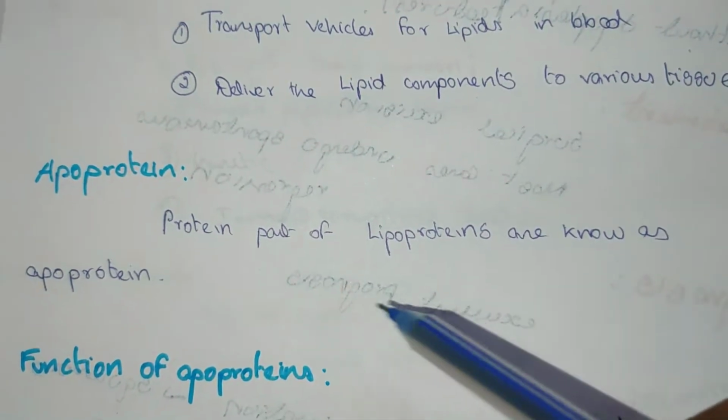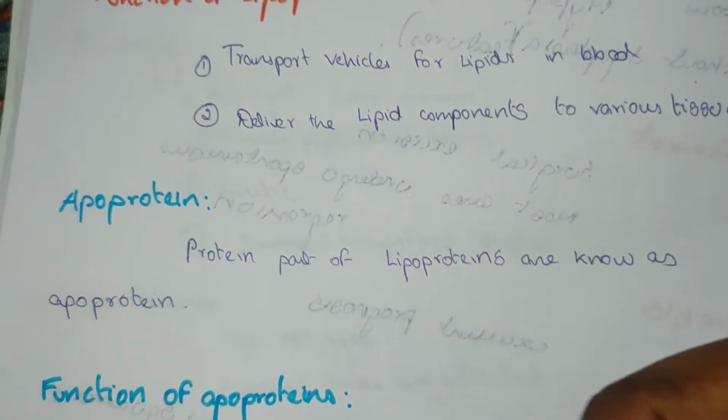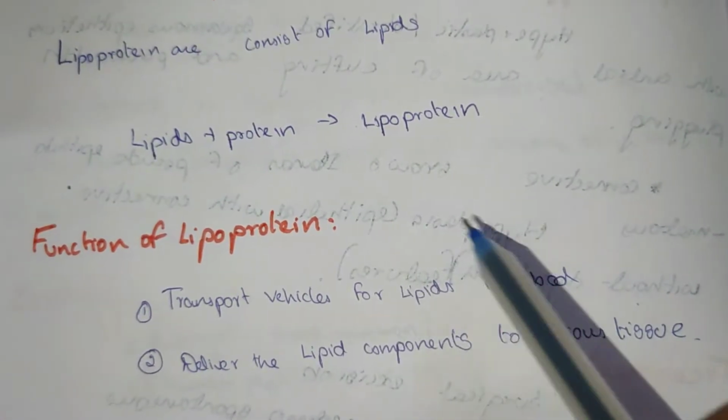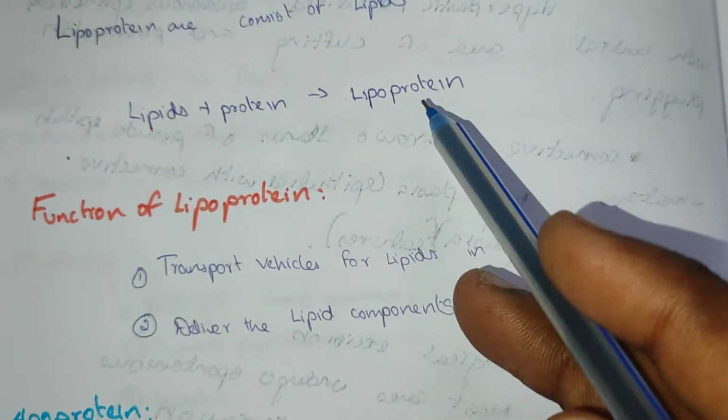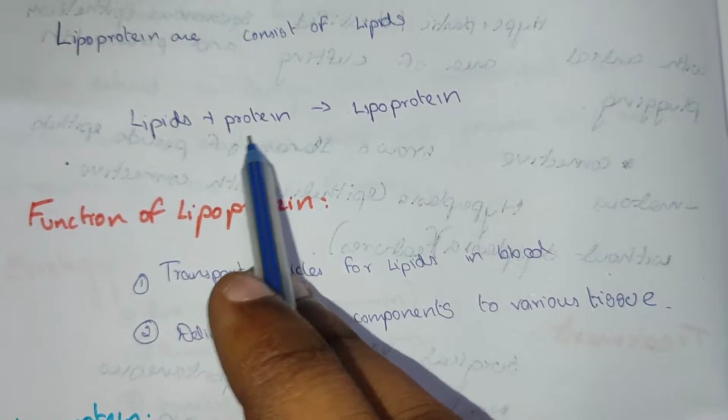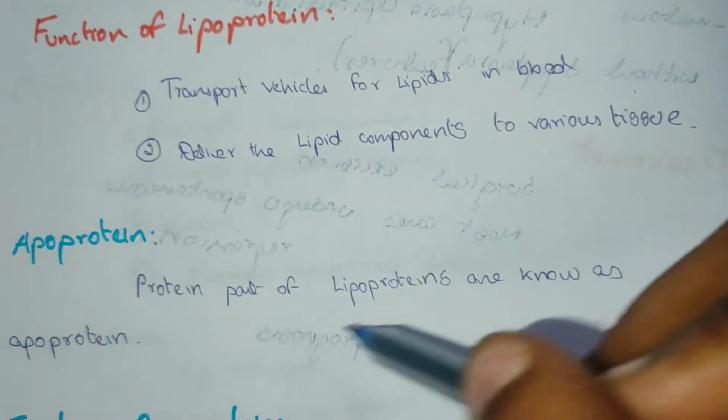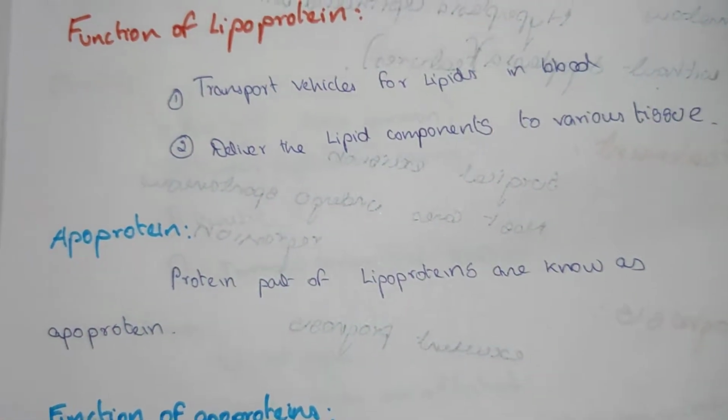Apoprotein. The protein part of the lipoprotein is known as apoprotein. As I have just said, lipid plus protein is known as lipoprotein, and this protein part is known as apoprotein.